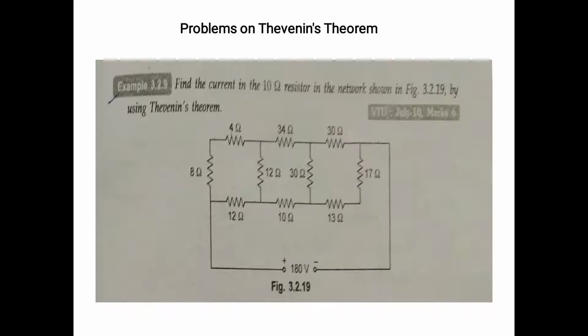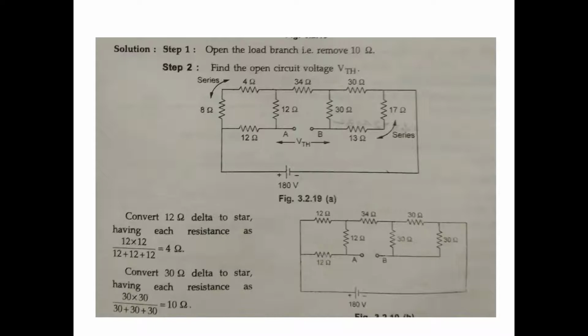13, 17, 30, 30 ohm, 12, 12, 4 and 8. Here 13 plus 17 is in series. The same thing, 4 and 8 are also in series, giving 12. Here we have 12 ohms, 12 ohms, 12 ohms. This is a delta. Here 13 plus 17 is 30, 30, 30. This is also a delta. This delta is converted to star.